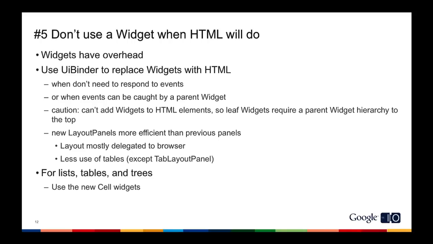But there is a caution here. If you do need to catch an event at some deeply nested place in the widget hierarchy, it does have to have a path consisting only of widgets back up to the top. So you can't do, say, all of your layout in HTML at a top level and then have HTML, HTML, HTML, and then try to attach a widget to listen for events, because they won't bubble up. So if you do need them at a low level, then you should be using widgets all the way up.